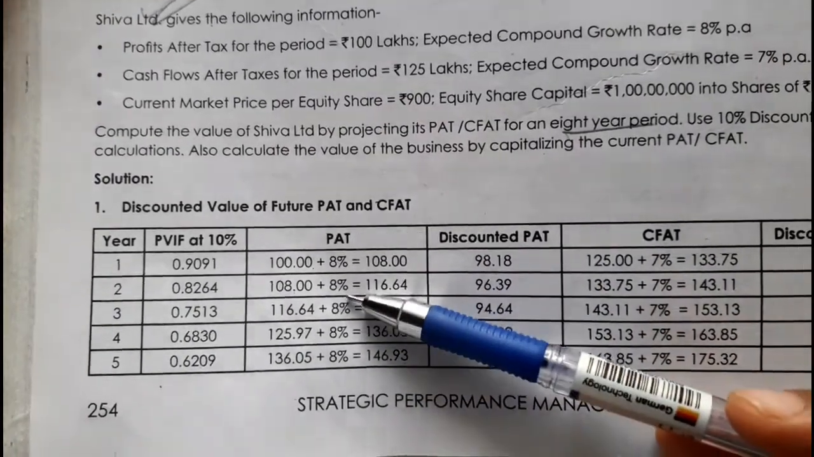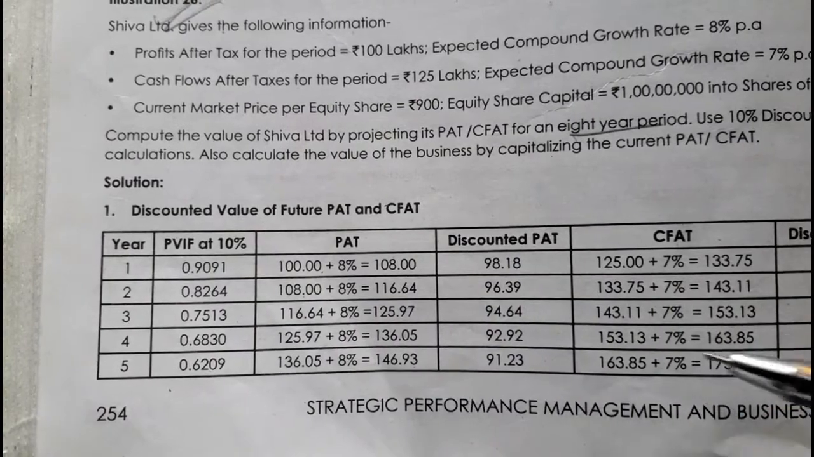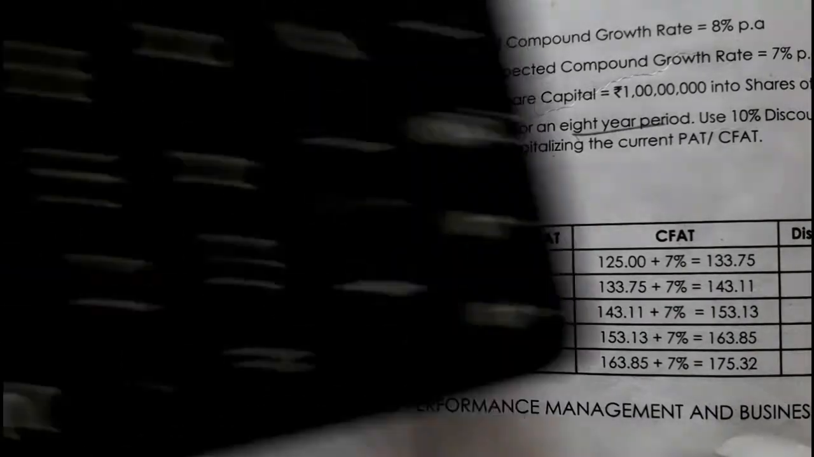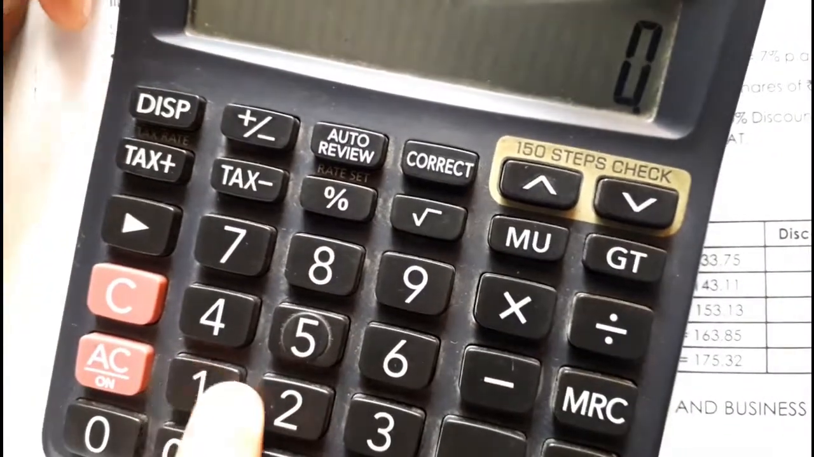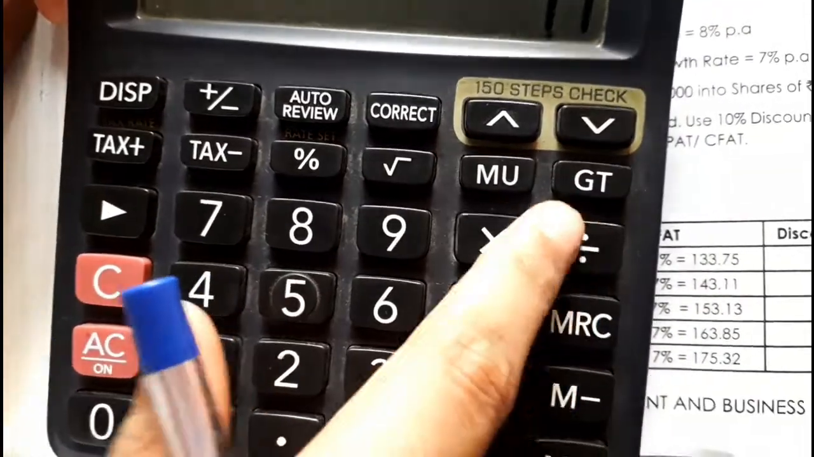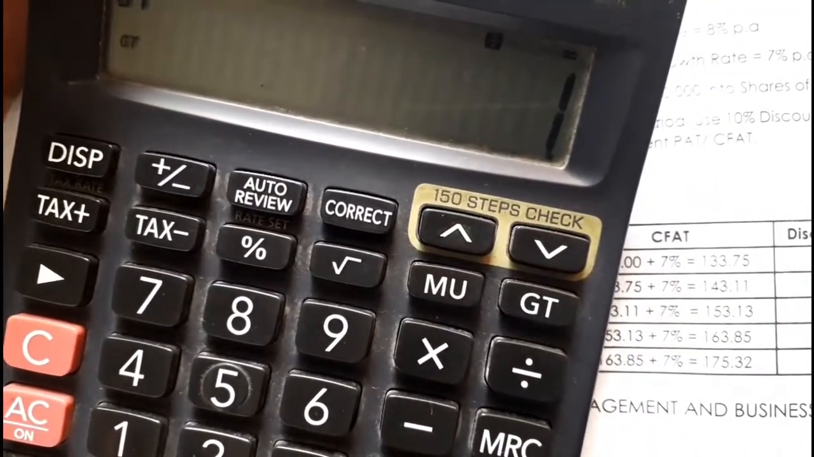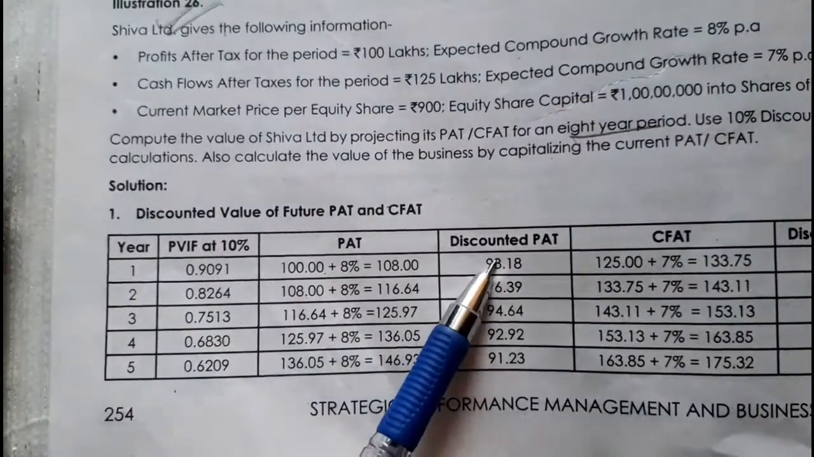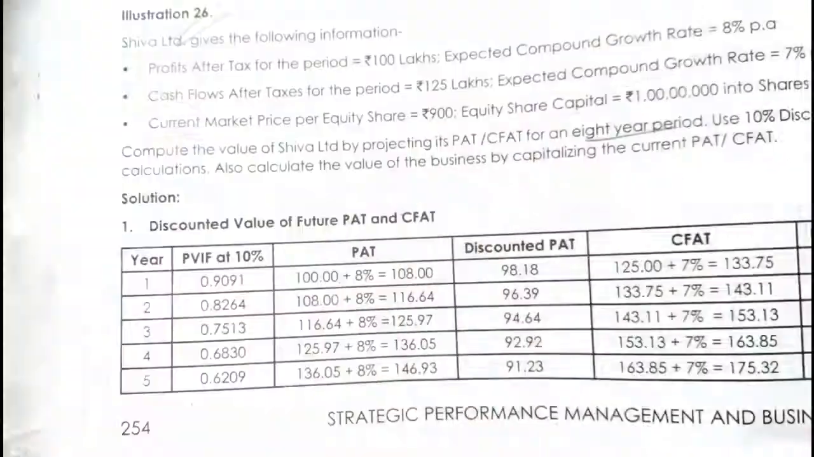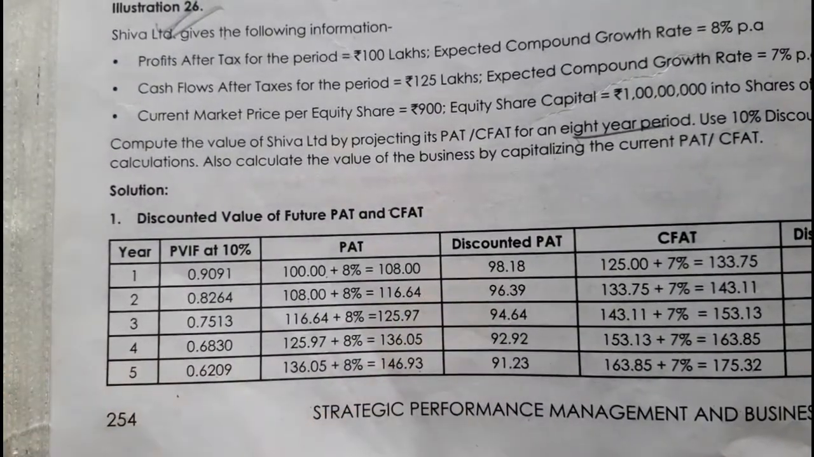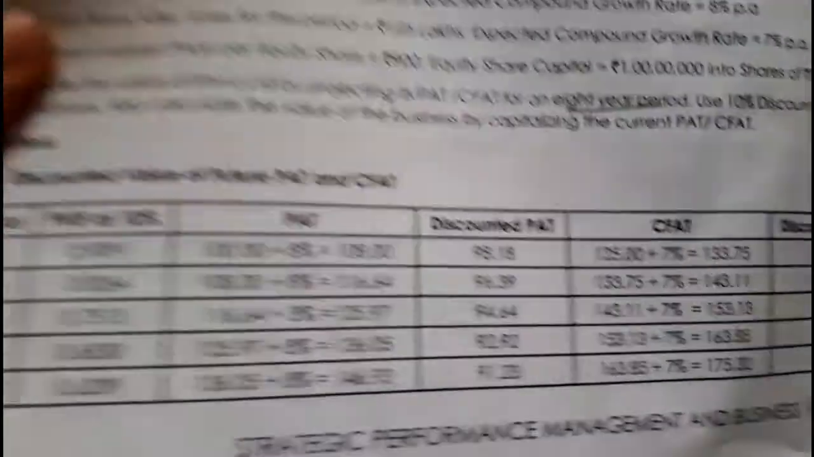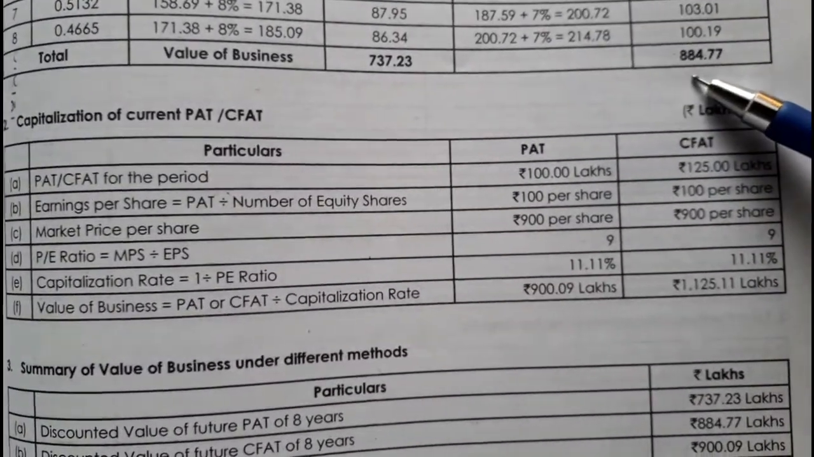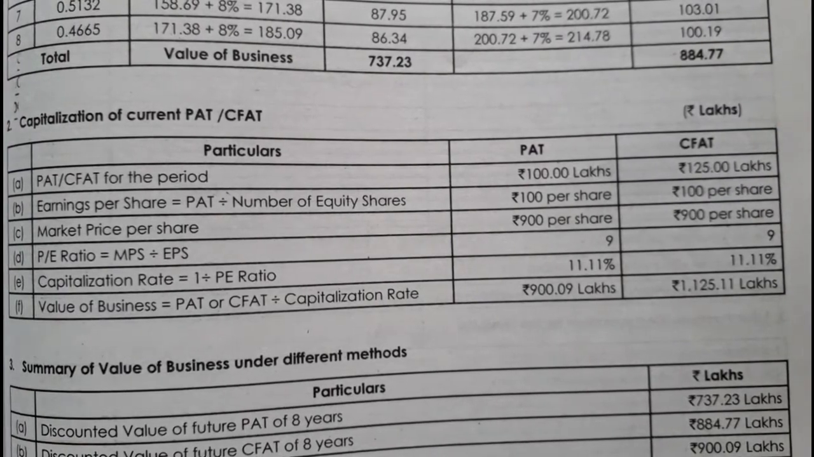For profit after tax, the growth rate is 8%. For cash flow after tax, the growth rate is 7%. In both ways the discount rate is 10%. This is how it is calculated: 1.10 to the power of year end 1. Multiplying this we get the values. For the second year we just press the equal sign and get the next year's value. In the same way we find every year's present value factor, and adding them we get the value of business. The value of business is 737.23, and through cash flow calculation it is 884.77.